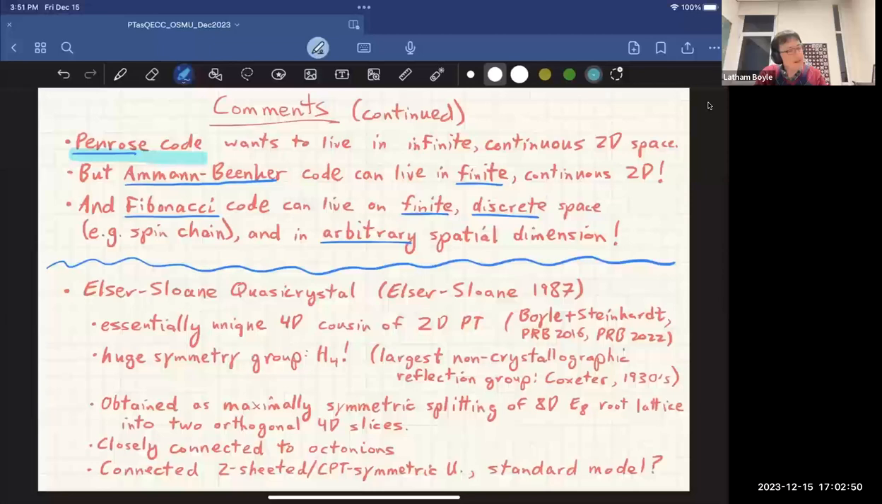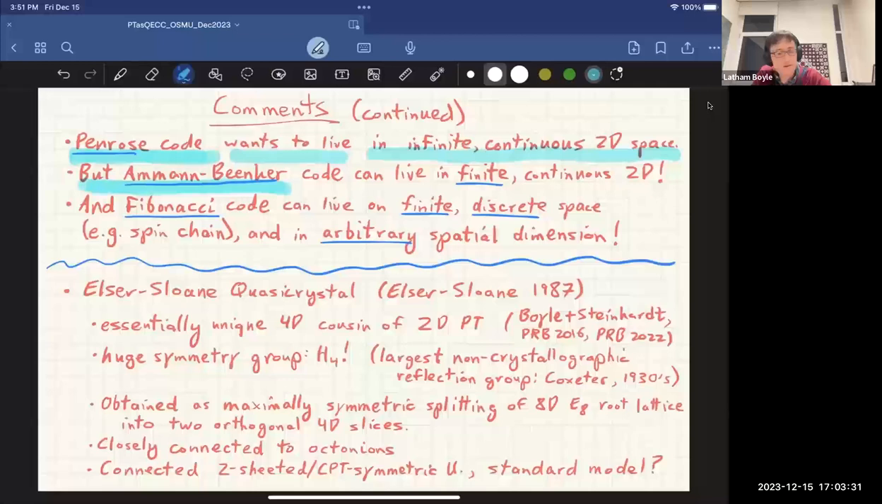So the Penrose code that I described, the one built from the Penrose tiling itself, it needs, it has to live in infinite continuous two-dimensional Euclidean space. It really cannot abide being in any finite space. It doesn't make sense when you try to put it in any finite space. But interestingly, other tilings are different. There's a close cousin of the Penrose tiling. The Penrose tiling has tenfold rotational order. A close cousin of the tiling, the Ammann-Beenker tiling, has eightfold rotational symmetry.